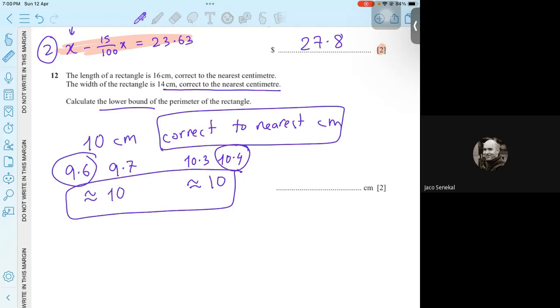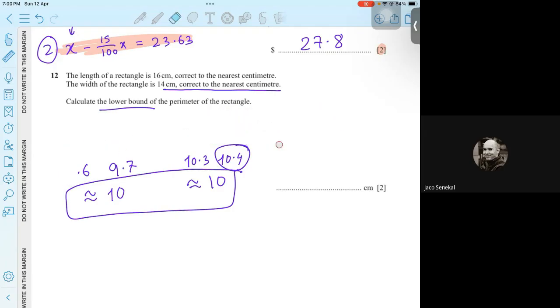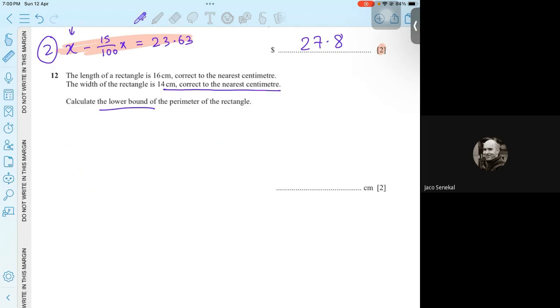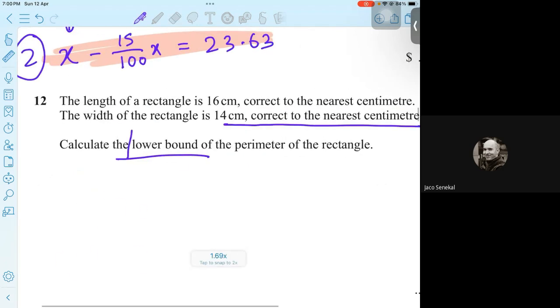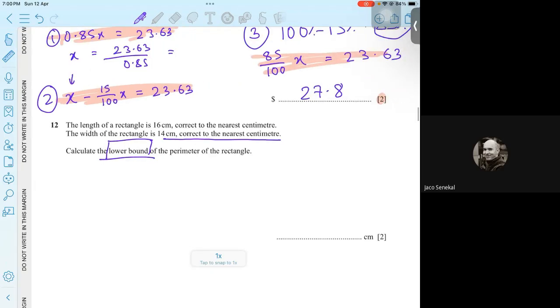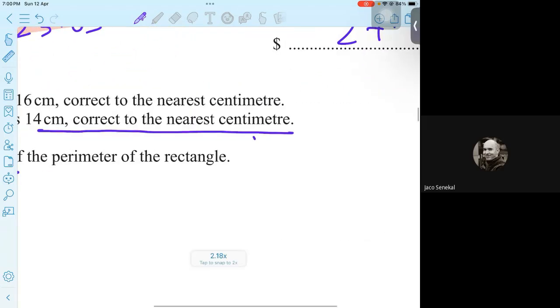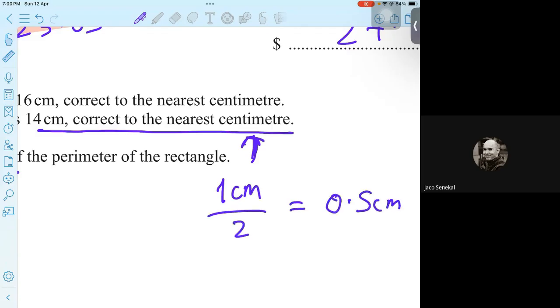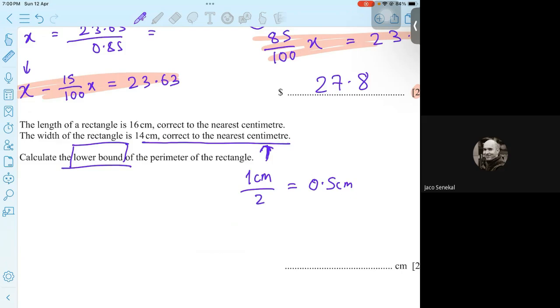Okay? So for this one, we will work with the lower bound. I'm going to show you both the upper bound and the lower bound to know how to do this. Okay? So whenever they give you a metric, you just half it. Okay? So since they said 1 centimeter, nearest centimeter, you halve this and you get 0.5 centimeter. Okay? So for the upper bound, you add. For the lower bound, you subtract.